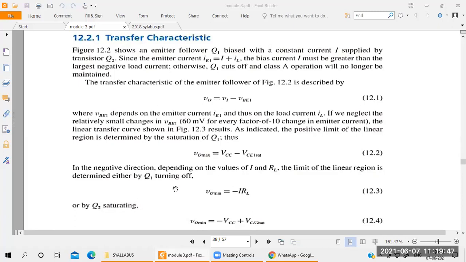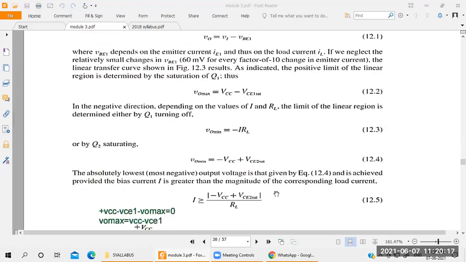So in the negative cycle, what happens here? We can write the equation now: V0 minimum is equal to minus I into RL. You can apply KVL for the output side, or write it according to Ohm's law. This is the output minimum voltage, the negative voltage. Minimum means a negative voltage or negative current, so here it is minus I into RL.